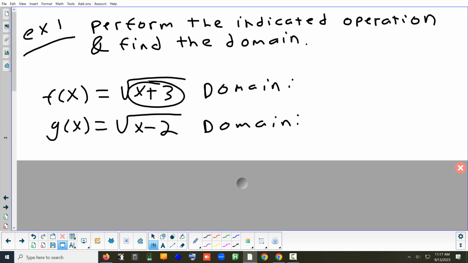So negative 10 is not a number you could plug in for x. I don't want to know what you can't plug in, I want to know what you can. What numbers could you plug in for x to make sure that this is 0 or higher? All positive numbers. You could do negative 1. That would be okay, because negative 1 plus 3 is 2. All real numbers that are greater than negative 3.